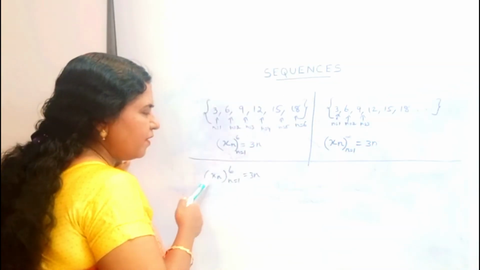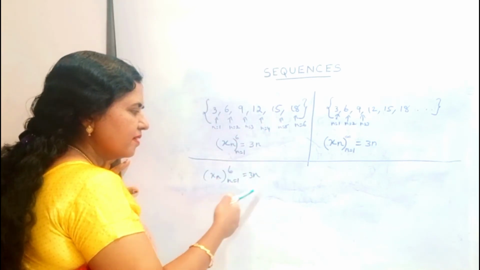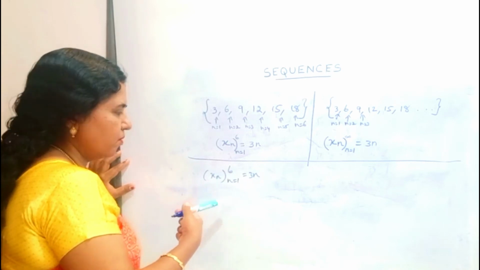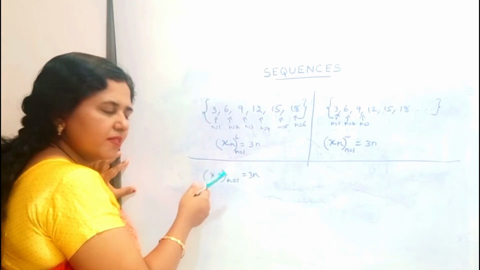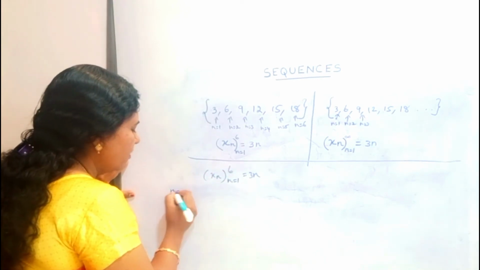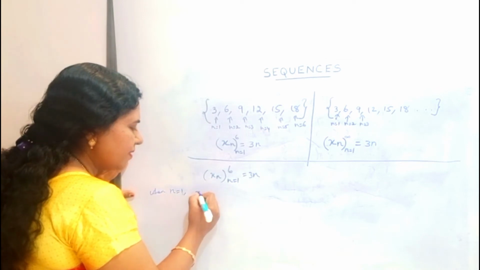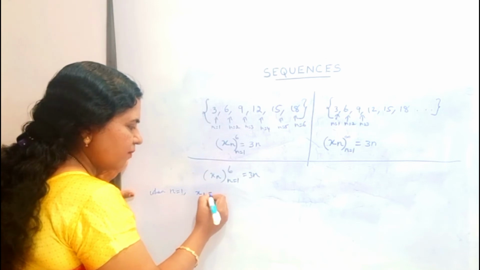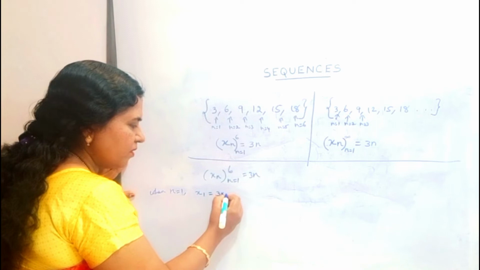Now if we are asked to bring out the sequence from this general expression for terms, we can see what to do. Here the value of n varies from 1 to 6. So we can write down, when n is equal to 1, xn is equal to x1. So x1 is equal to, here 3 into 1. So 3 into n, it is equal to 3 into 1.